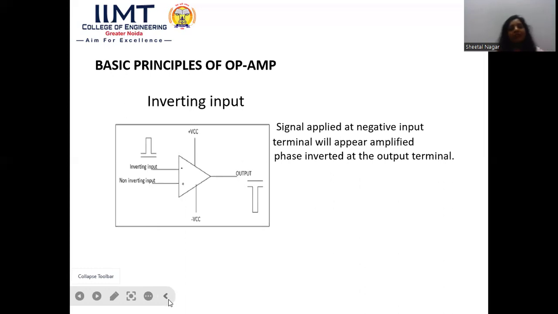Now, how can we give the input to the operational amplifier? When we give an input signal, it may be a sinusoidal signal, it may be a square wave. When we give input at the inverting input terminal of the operational amplifier, then we will get at the output a 180-degree phase shifted, inverted output, which is also amplified, as shown in the figure.